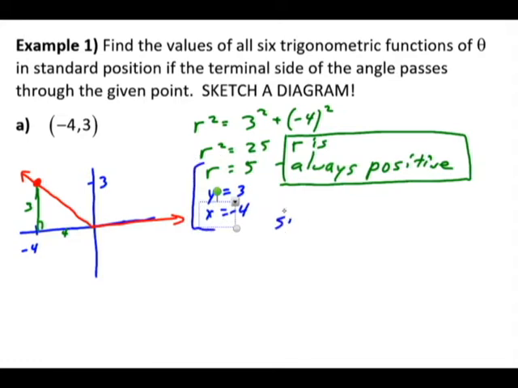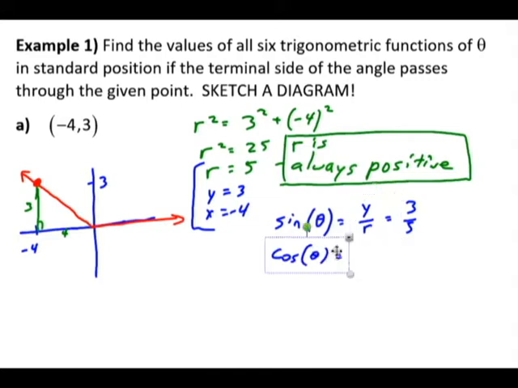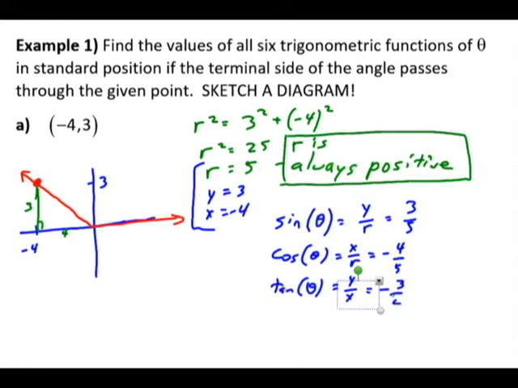So sine of theta is going to be y over r, and so we just plug in 3 over 5. Cosine of theta is going to be x over r. That's just, remember that x is negative 4. That'll be negative 4/5. And tangent of theta is going to be y over x, which will be negative 3/4. Similarly, the reciprocal functions will just be the reciprocals.